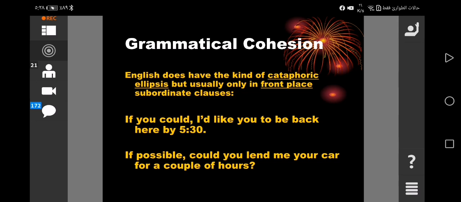If possible, could you lend me your car for a couple of hours? If it is possible, right? If it is possible to lend me your car, could you lend me your car for a couple of hours? If it is possible.